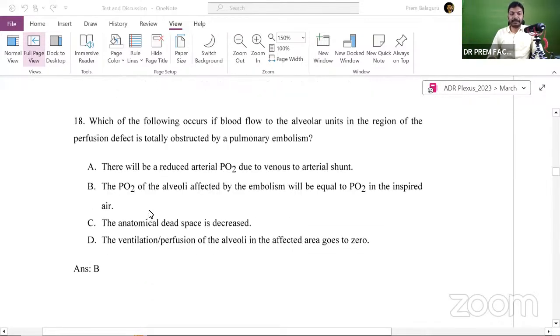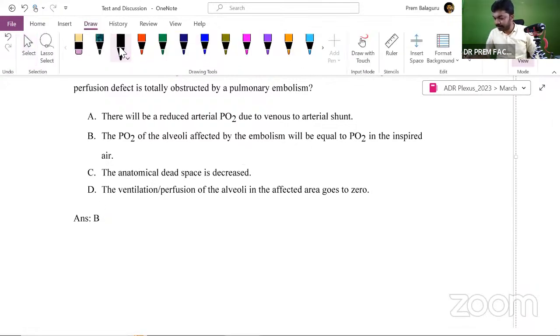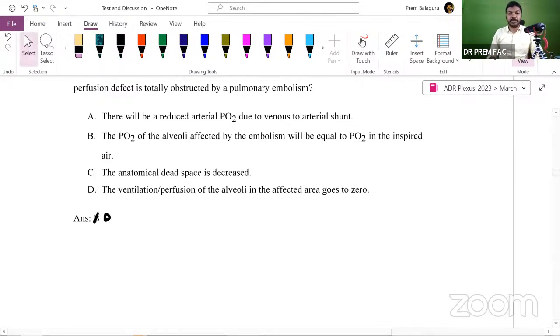Question 17. Question 18. If there is a block in pulmonary blood flow, what will happen? It will lead to dead space, and the dead space ventilation-perfusion ratio is going to be 0. Which of the following occurs if blood flow to the alveolar unit in the region of the perfusion defect is totally obstructed by a pulmonary embolism? Again, the PO2 of alveoli affected by embolism will be equal to PO2 in inspired air. Yeah, that's wrong, doctors. B is the wrong answer. The right answer is option D. Please make a change to it. The right answer is option D here. The V/Q ratio is going to be 0.